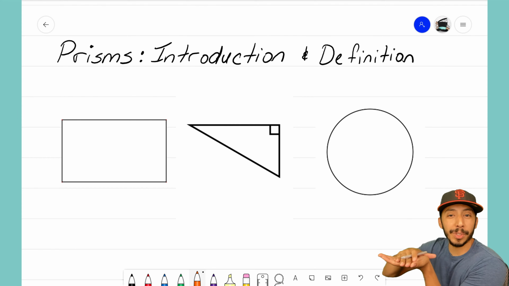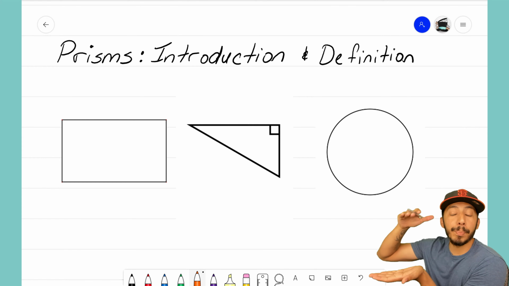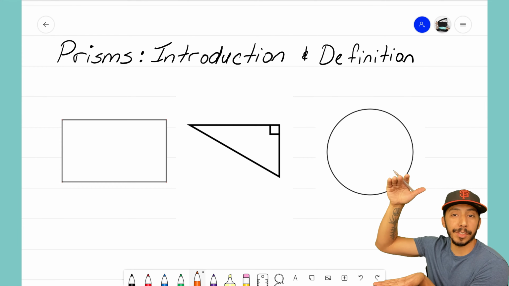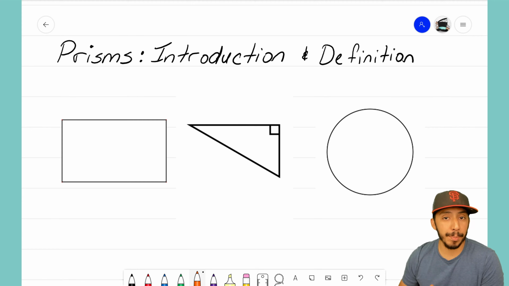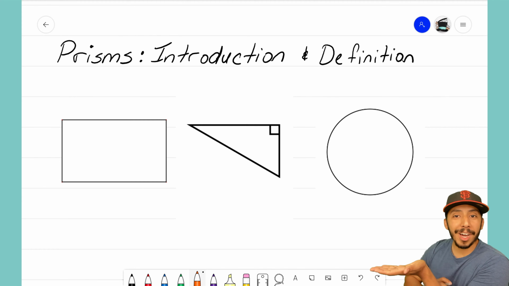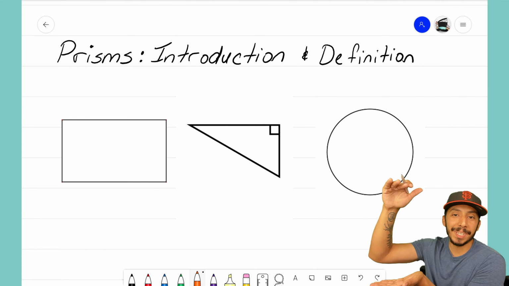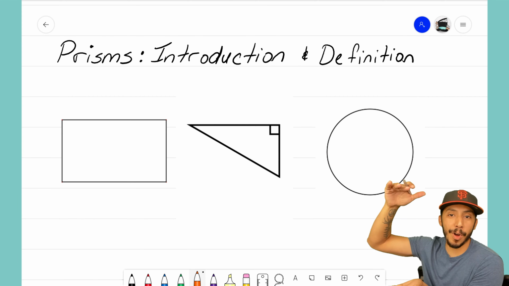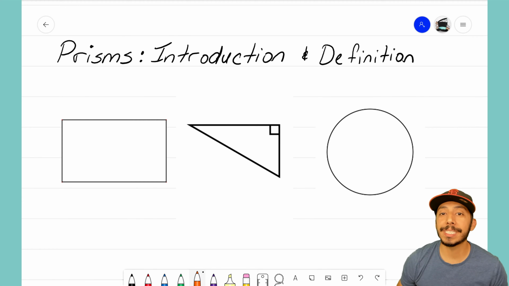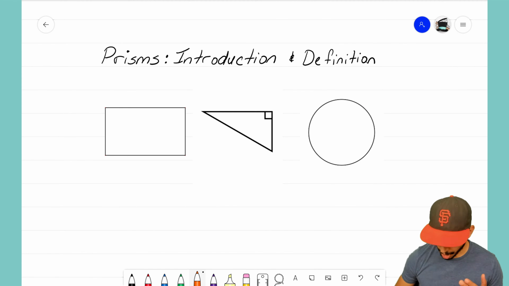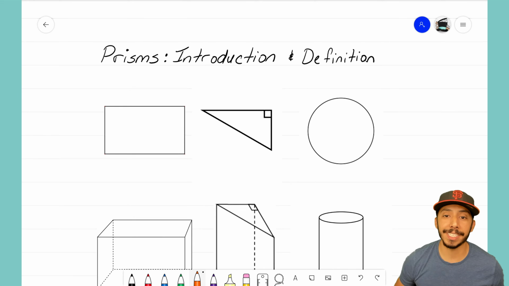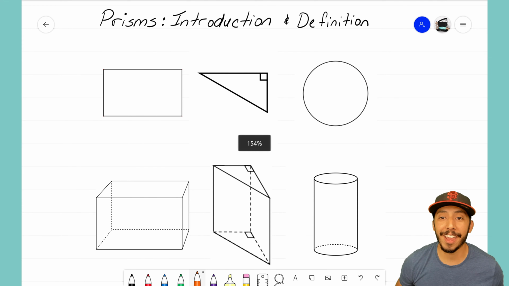Imagine having this circle here and stacking a bunch of circles on top of each other. What that would form is a three-dimensional shape where you would have a circle on the bottom, a circle on the top, with now a height involved. That's what a prism is. And I actually do have a couple of examples here to show you of prisms involving those shapes.